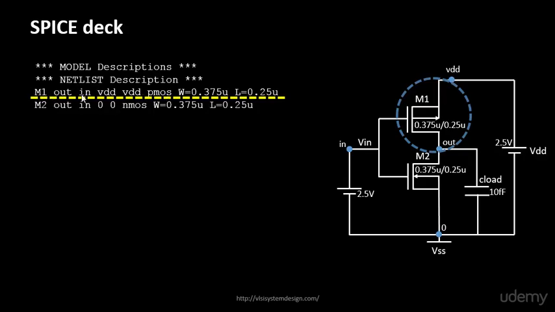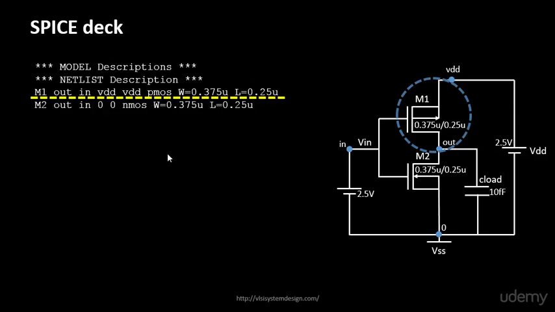PMOS says that this M1 is of type PMOS. W is 0.375 and L is 0.25. So this line completely describes this PMOS transistor, which is defined by the name M1. M1 is connected between out, in, VDD and VDD. It is a PMOS transistor, it has a width of 0.375 micron, and it has an L of 0.25 micron.